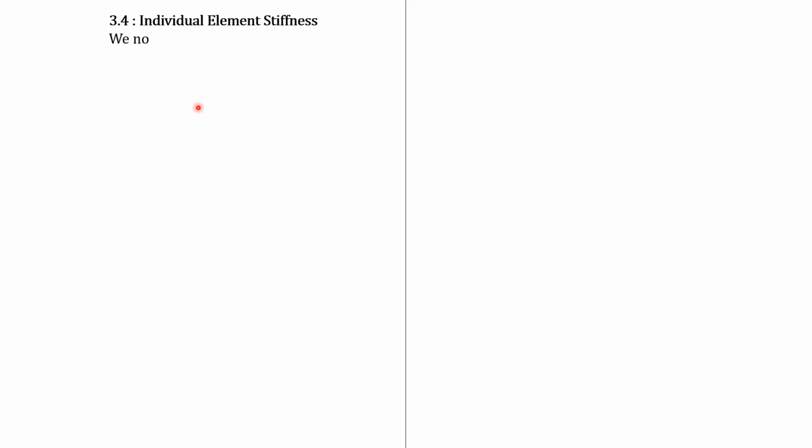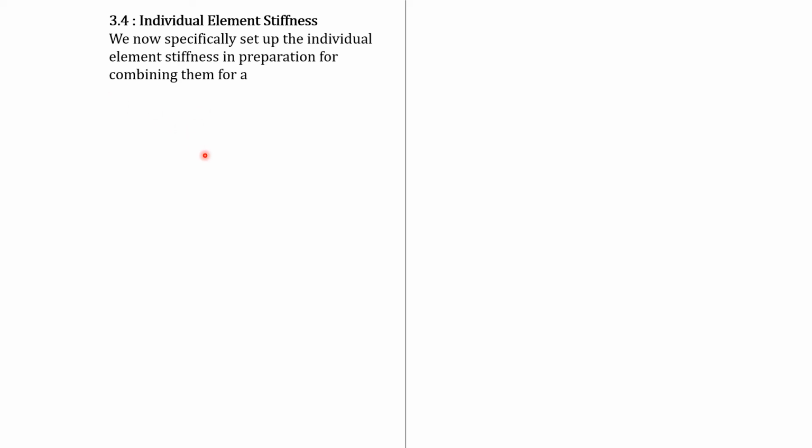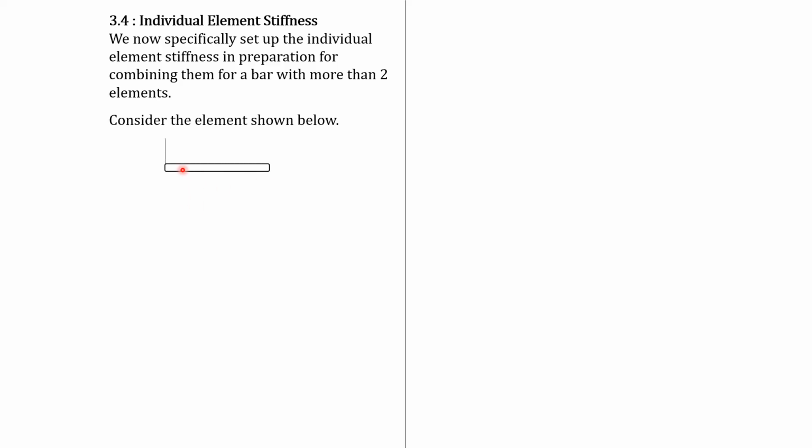Then, individual element stiffness. We now specifically set up the individual element stiffness in preparation for combining them for a bar with more than 2 elements. So consider the elements shown below. This time we have this element here. This is the origin, and let's say we have x to the right. That's the force in the left node and the force in the right node. This is the displacement at the left and the displacement at the right node.